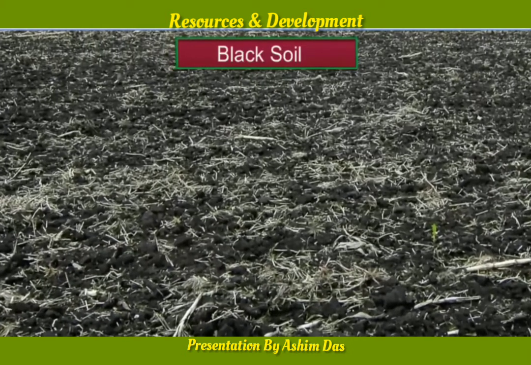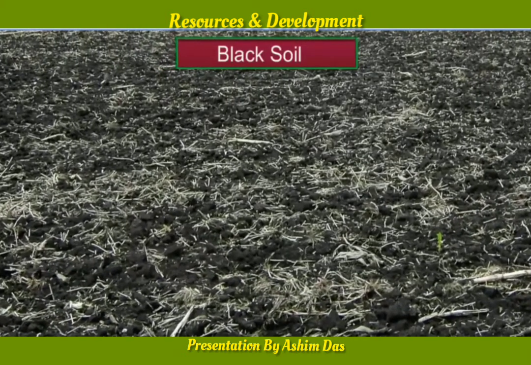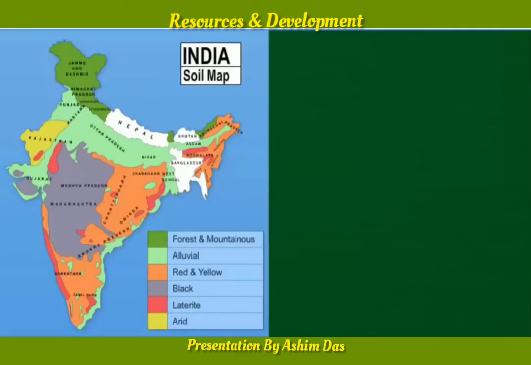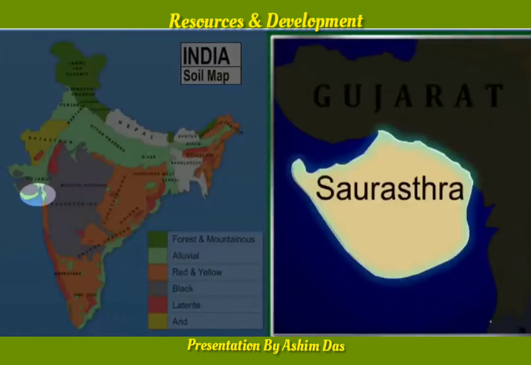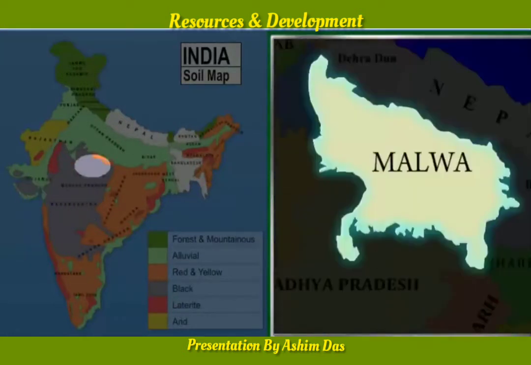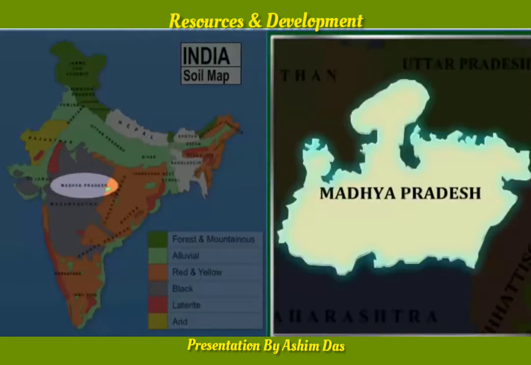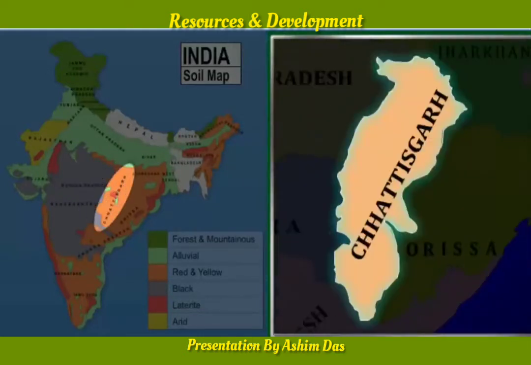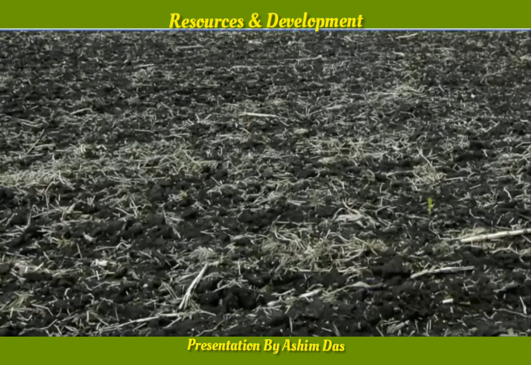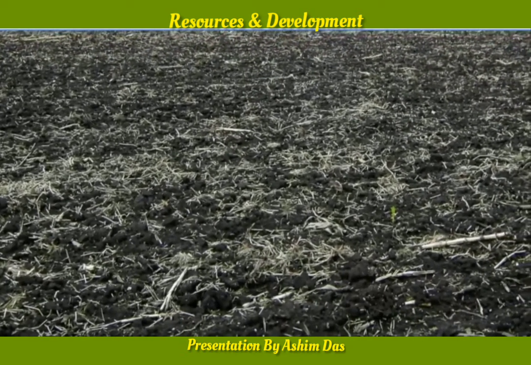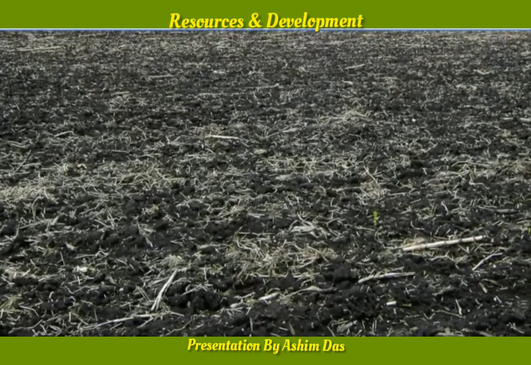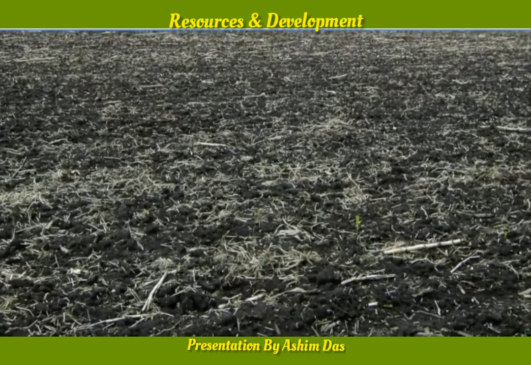Black soil, also called Regur, is found in the Deccan Plateau, spread over Maharashtra, Saurashtra, Malwa, Madhya Pradesh and Chhattisgarh. Black soil is formed by the climatic conditions and weathering of volcanic rocks found in this region.